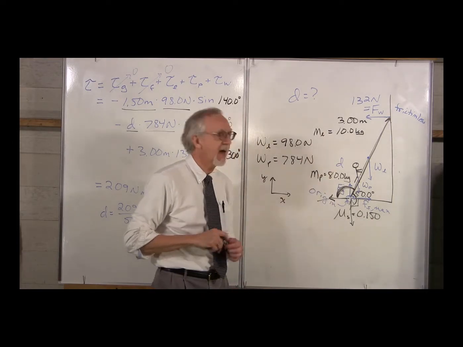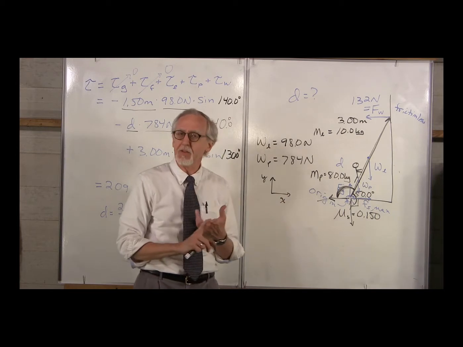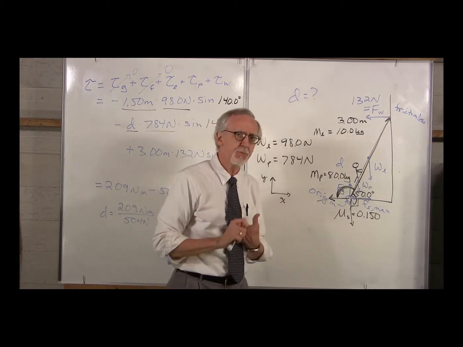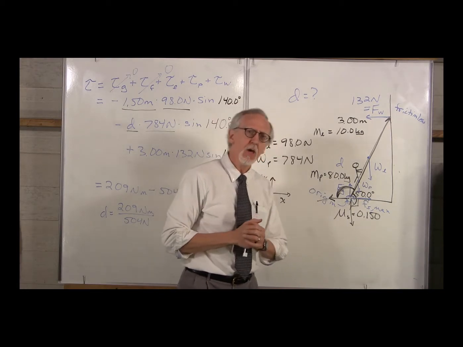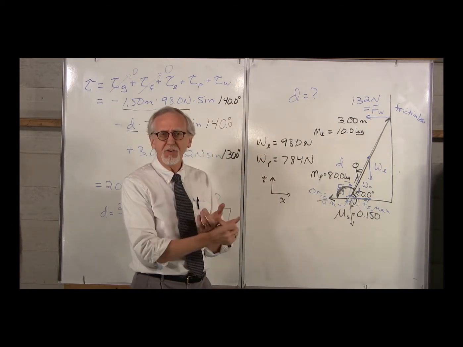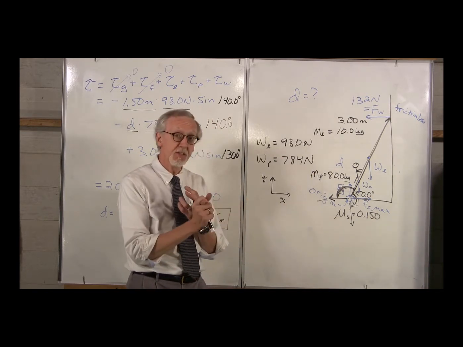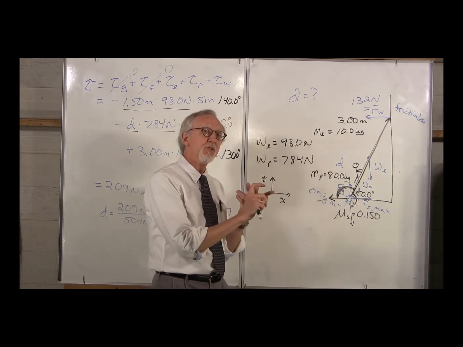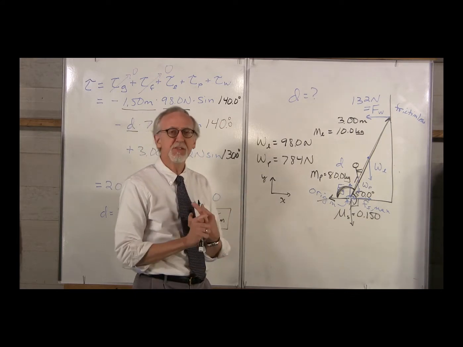We had this ladder leaning against the wall. We knew the weight of the ladder, the mass of the person standing on it, and the angle the ladder made with the ground. We went through our force equations. We looked at all the forces in the x direction and all the forces in the y direction. We knew the net force in the x had to be 0, and the net force in the y direction had to be 0.